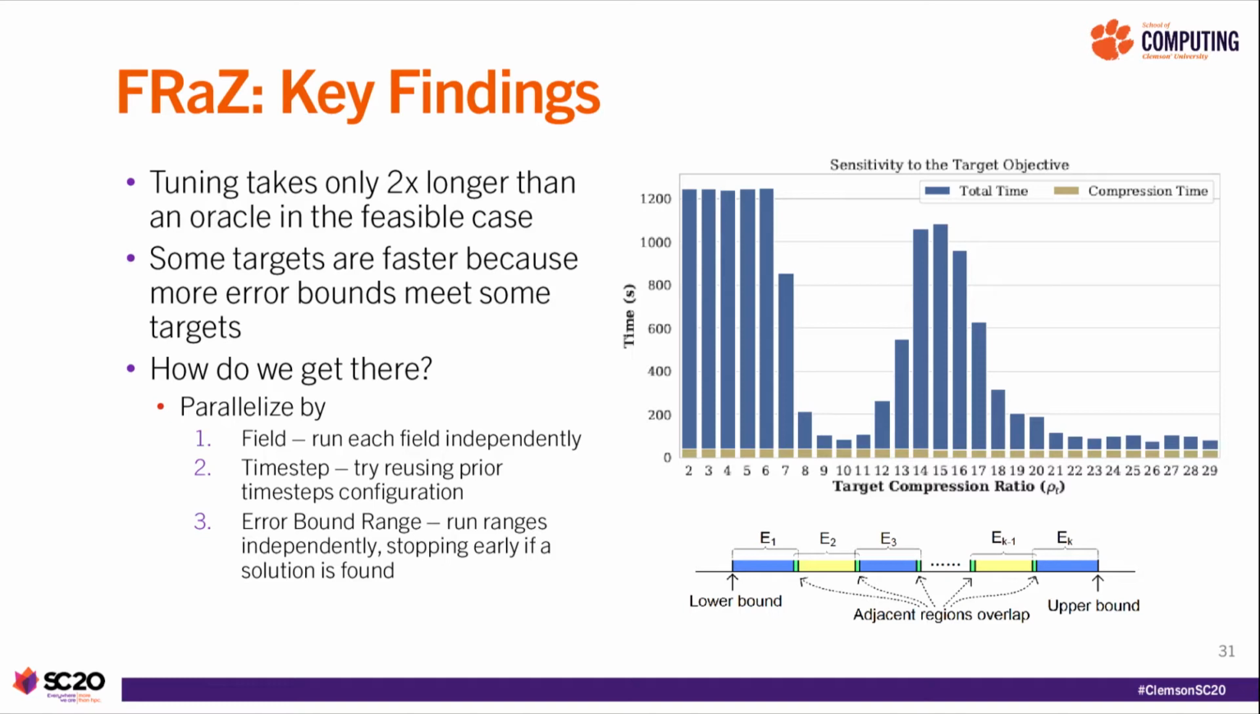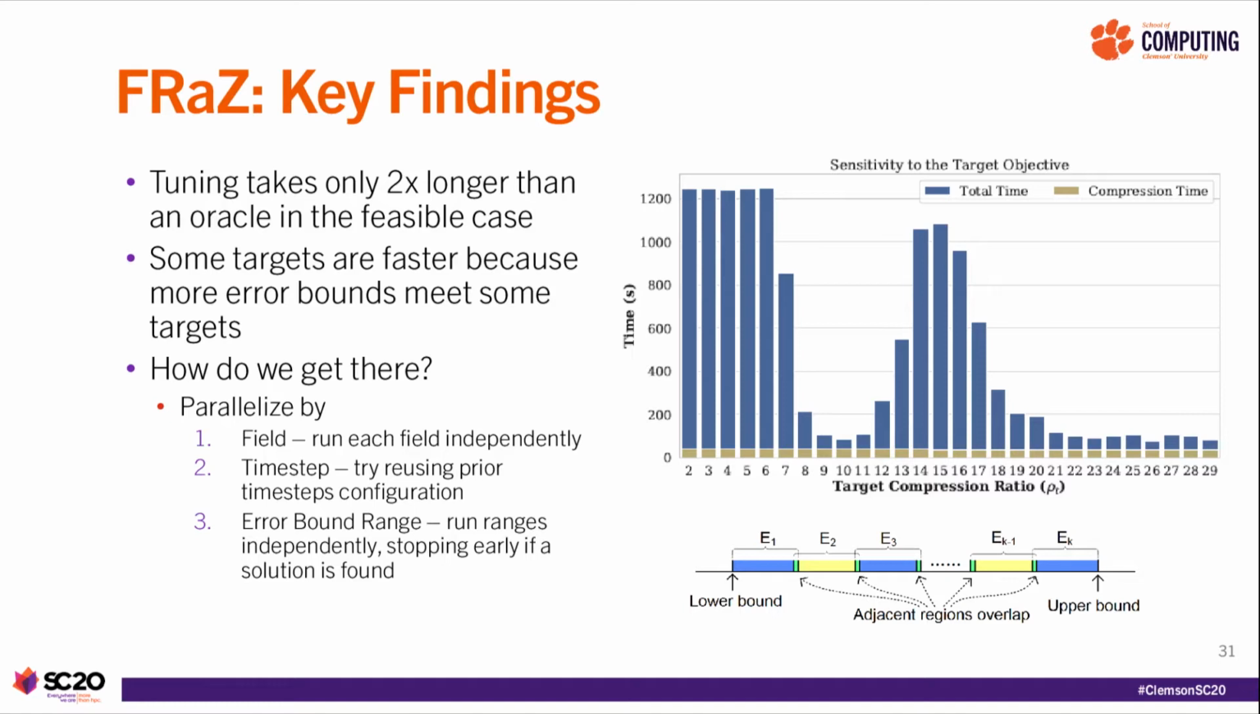We do so by using 3 levels of parallelism. First, parallelizing by field, and we do this through an embarrassingly parallel algorithm. Second, parallelizing by time step. We do this by recognizing that typically in scientific simulations, the data is relatively smooth in time, meaning that we can reuse configurations found for prior time steps as a good estimate for the next time step.